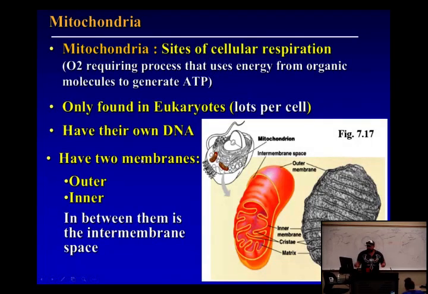So on a test, I might ask you, what's the function of the mitochondria? Makes ATP, right. How many membranes does a mitochondria have? What's the inner part of the mitochondria called? It's called the matrix, like the movie. And that's where the DNA is located, right? Does mitochondria have its own DNA?